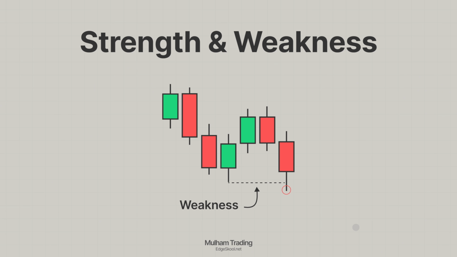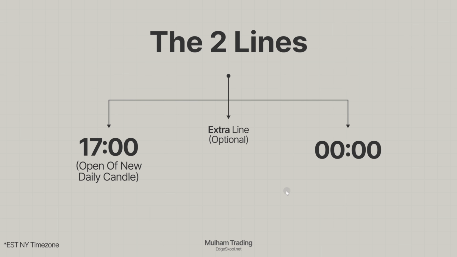We're going to be focusing on the weakness. Now we go into the second concept that we need to understand, which is the 2 lines. So the 2 lines we're going to be focusing on are time-based lines. That means we're going to draw them based not on price alone, but on time and price at the same time. The first one is the 17, and that is the open of a new candle. That's the time where a new candle actually opens.